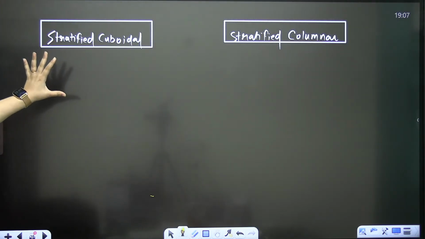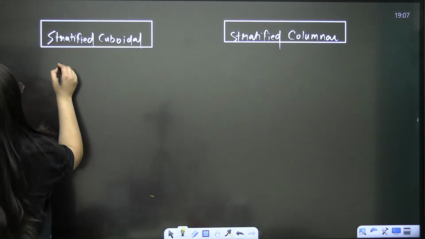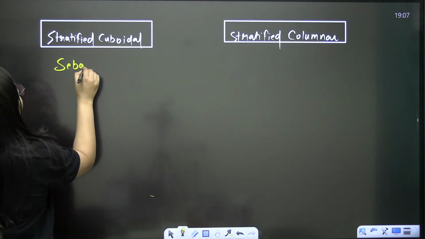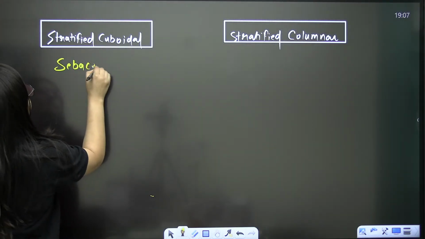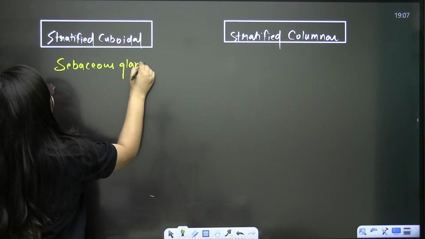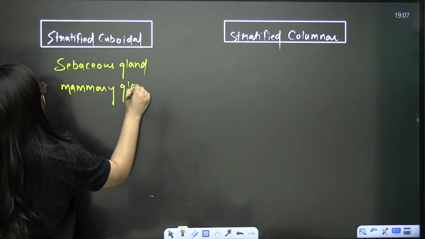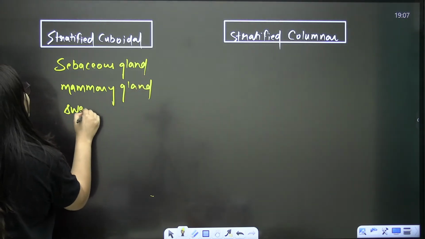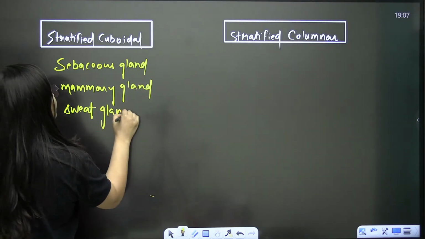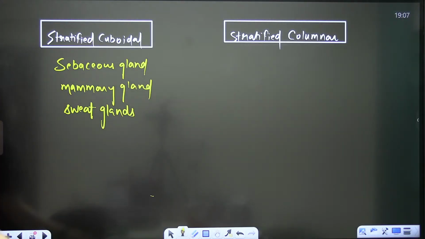So this stratified cuboidal is present in your sebaceous glands. It is present in your mammary glands. Mammary glands are also the modified sweat glands. So it is also present in sweat glands. So stratified cuboidal is present in the sweat glands, in the mammary glands, in the sebaceous glands. Clear, bache?